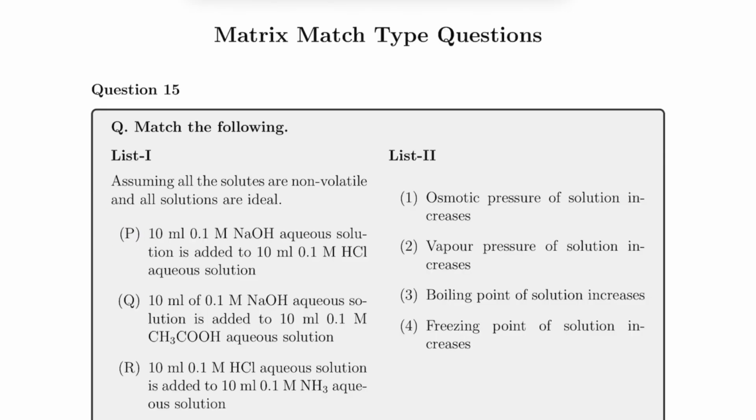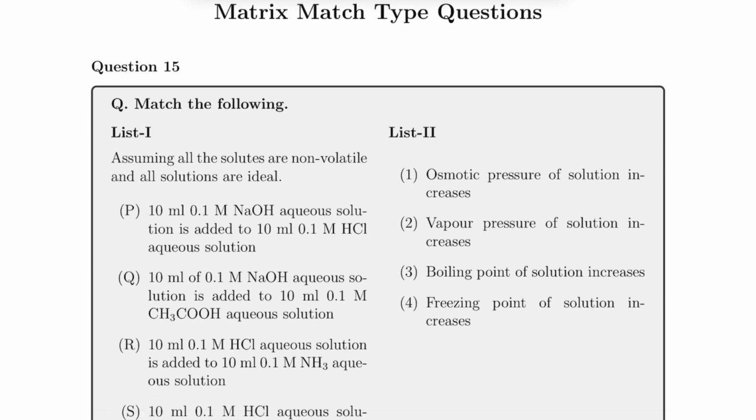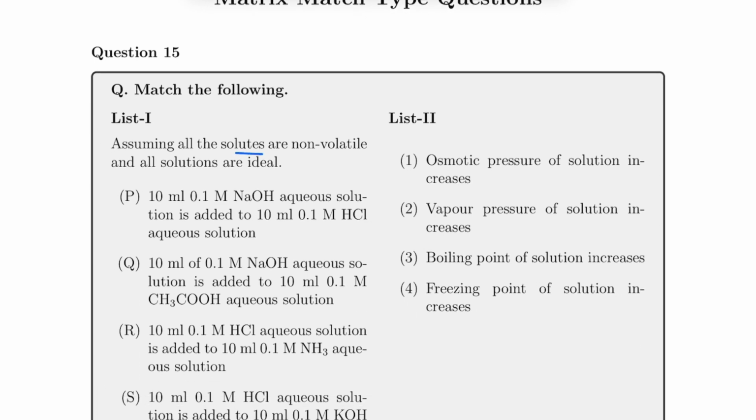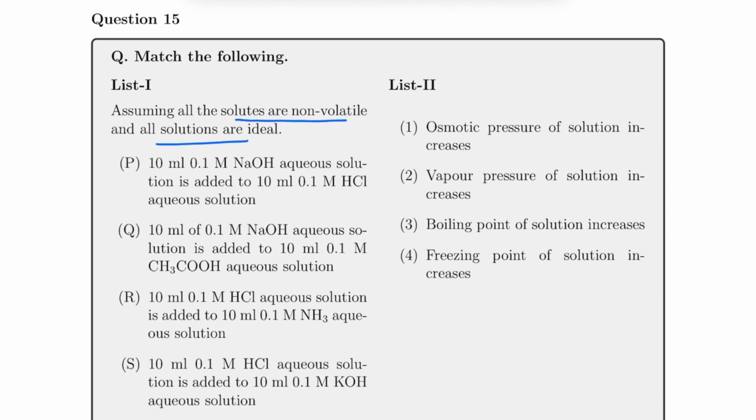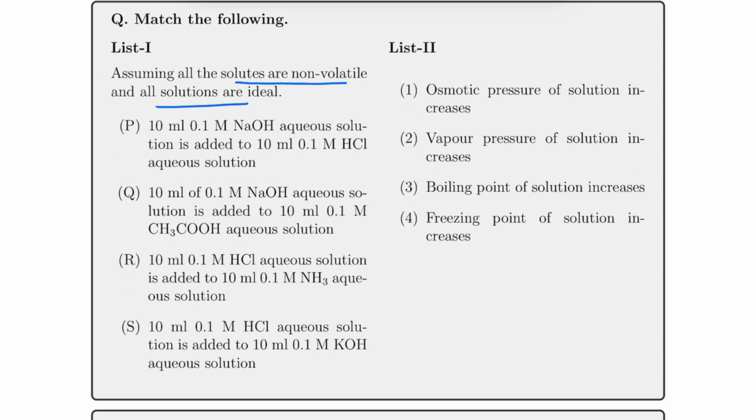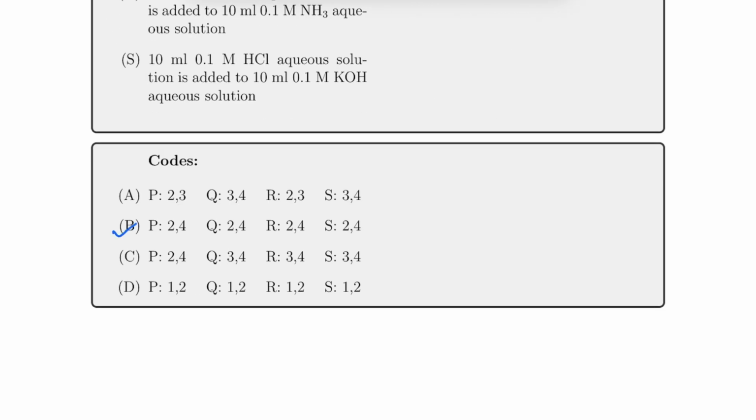Next one is matrix match, and you have to match, right? So you have to assume all solutes are non-volatile and all solutions are ideal. ठीक है, so when the solutions are mixed, then the number of particle per unit volume decreases, so accordingly you have to answer. ठीक है, and the right answer for this comes out as Bombay.